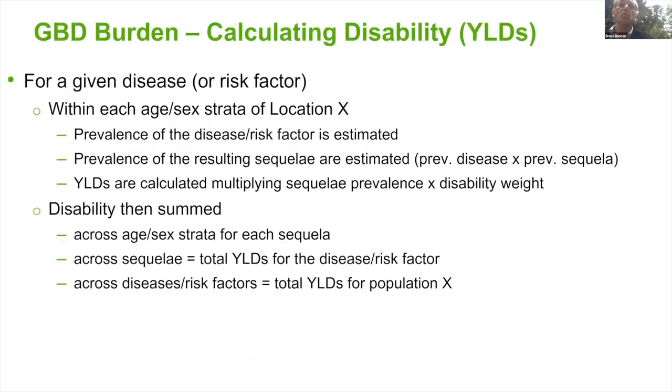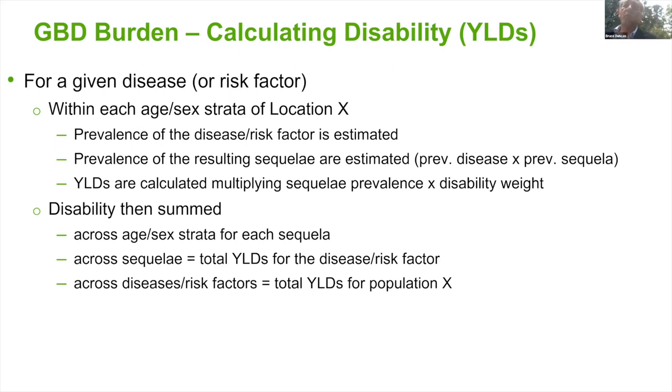So to calculate the YLDs, or the burden due to disability or morbidity, for a given disease, and it can be done separately for a given risk factor, within each of the age, sex strata, because everything is done in GBD in strata of age and sex of a given country's location X here. First, you start with the prevalence of the disease or the risk factor. For example, diabetes. Say the prevalence of diabetes in the age strata of men from 60 to 64 years of age is 20%.